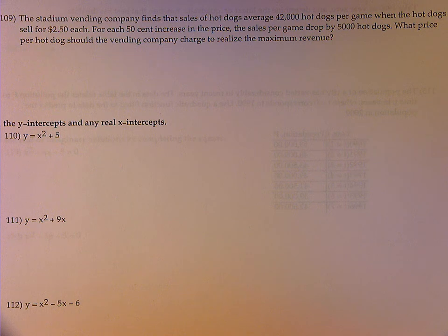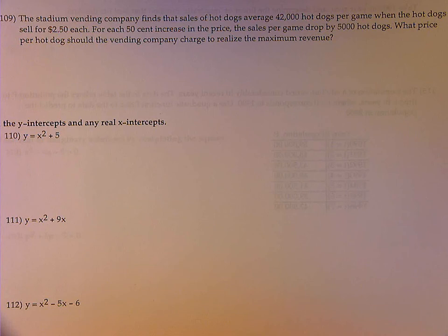Number 109. The Stadium Vending Company finds that the sales of hot dogs average 42,000 hot dogs per game when the hot dogs sell for $2.50 each. For each 50-cent increase in the price, the sales per game drop by 5,000 hot dogs. What price should the vending company charge to maximize the revenue?